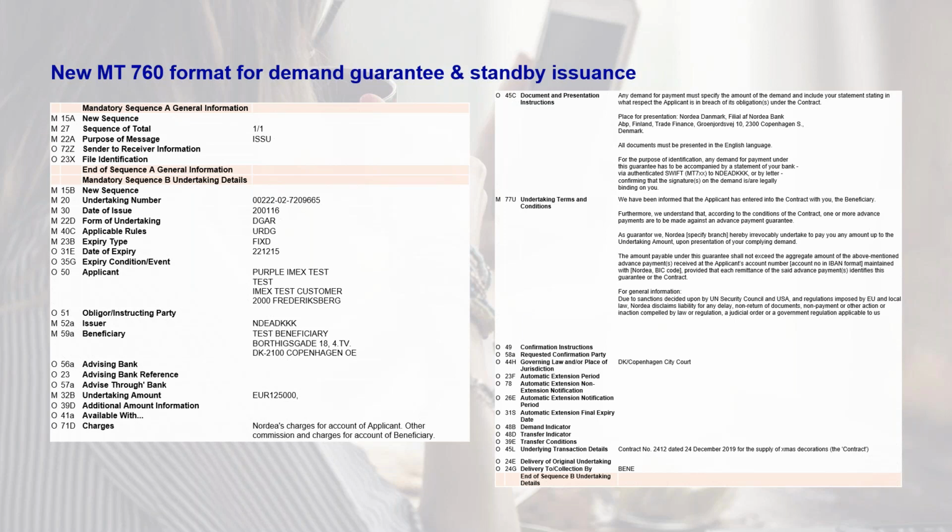Likewise, the demand indicator, if multiple and partial demands are permitted, then the field will not exist. The blank fields are shown here in order to show that you have many new fields, but some of them will always be missing, as for example the confirmation instructions and requested confirmation party. That's not relevant for demand guarantees. It can only be used for standbys.